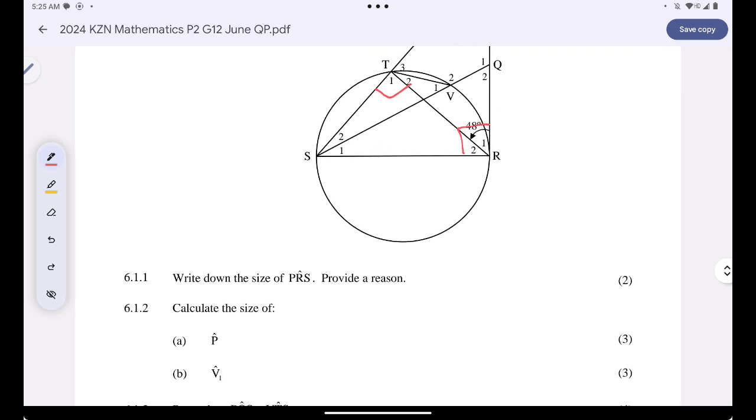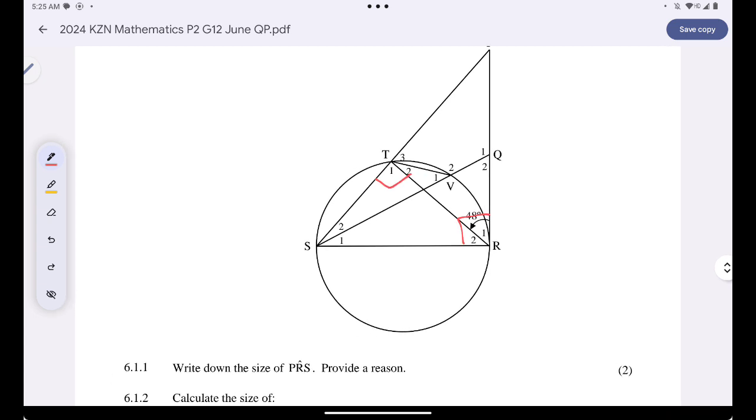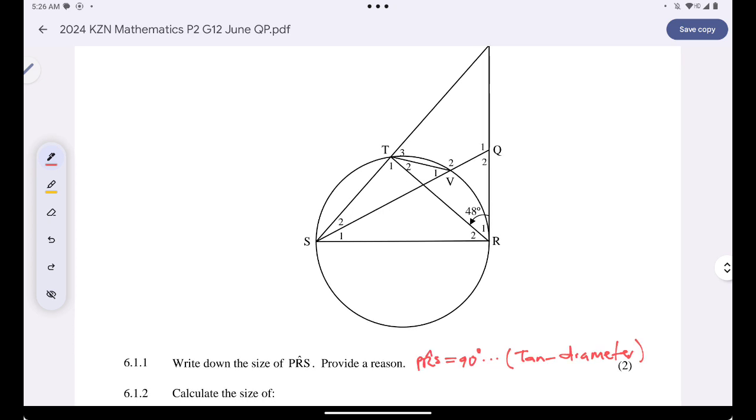Write down the reason the size of angle PRS. Angle PRS is 90 degrees. And the reason behind this, you can just say tan diameter. The relationship between the tangent and the diameter, they're perpendicular. Hence, this angle here will be 90.